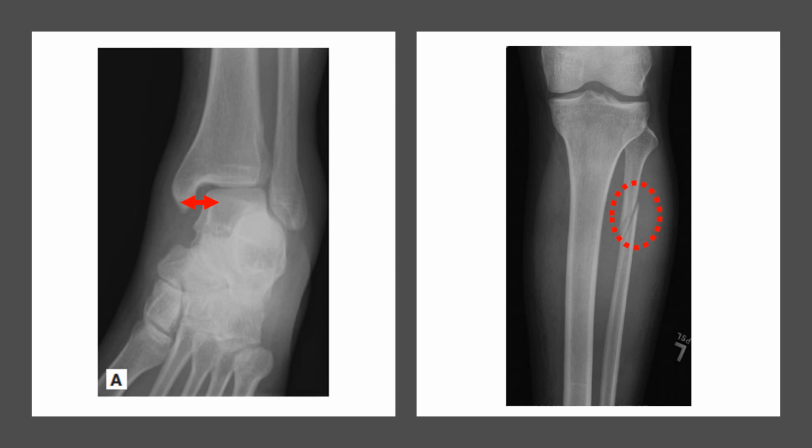The ER doctor also took an X-ray of the upper part of the leg, and here we can clearly see the fracture of the proximal fibula, making it a Maisonneuve injury.